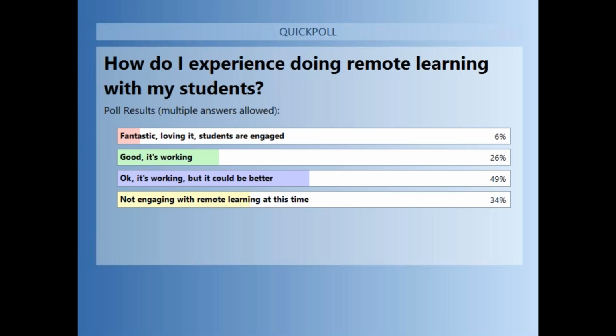And then looking at your comments in the chat, there's a range of responses there as well. It's interesting that one of you has said 50% of your learners have access. So that's sad in terms of the 50% who don't. So let's think about how we can actually engage with our students as a whole.